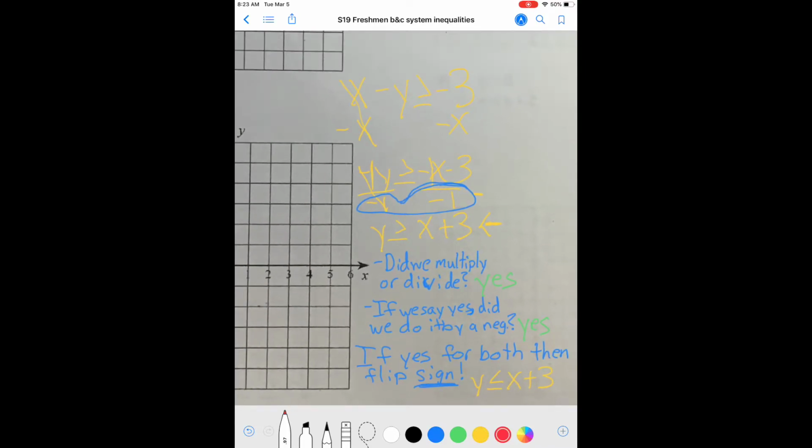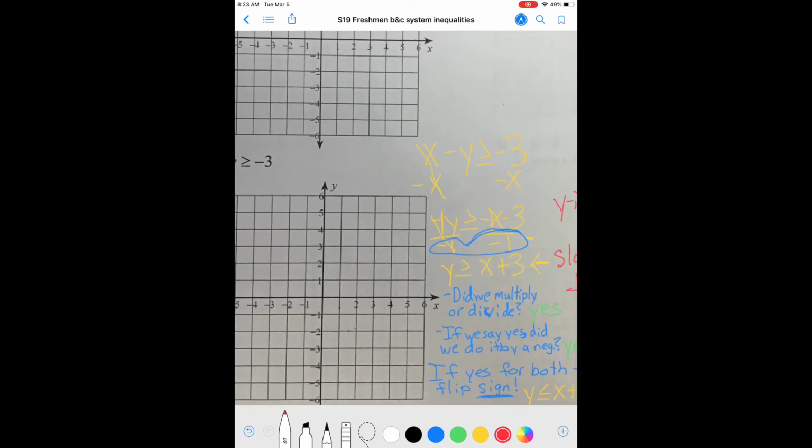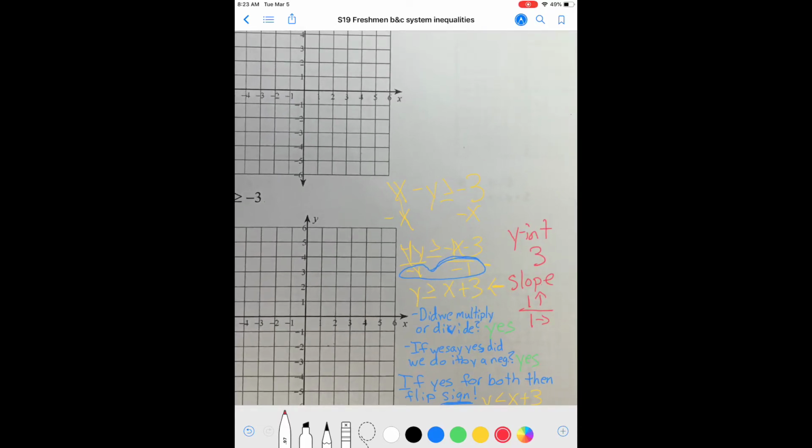Our y-intercept is positive 3, and our slope is positive 1. We're going to make it a fraction by putting a positive 1 underneath. So we're going to go up 1 to the right 1, starting at our y-intercept, which is positive 3. So here's our positive 3. And we're going to go up 1 to the right 1. Up 1 to the right 1. And then we can go the opposite way by going down 1 to the left 1.